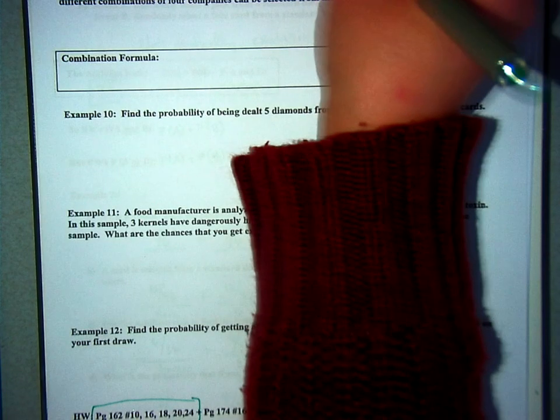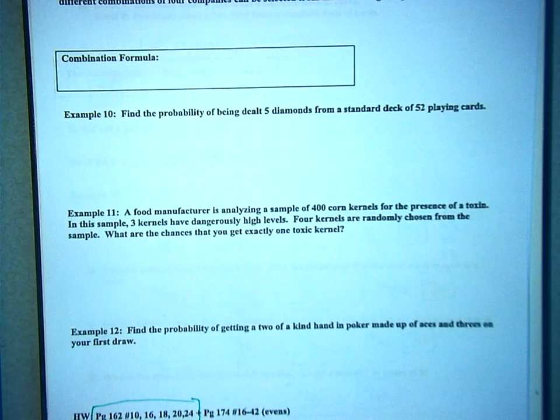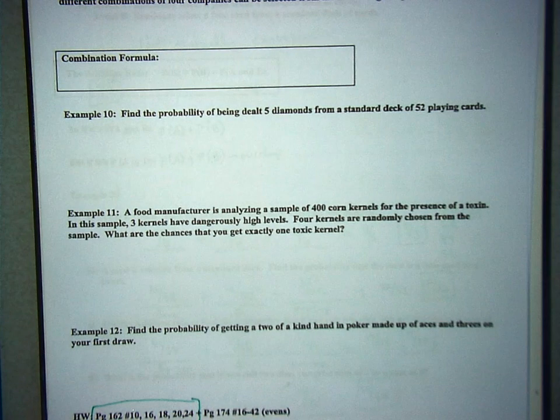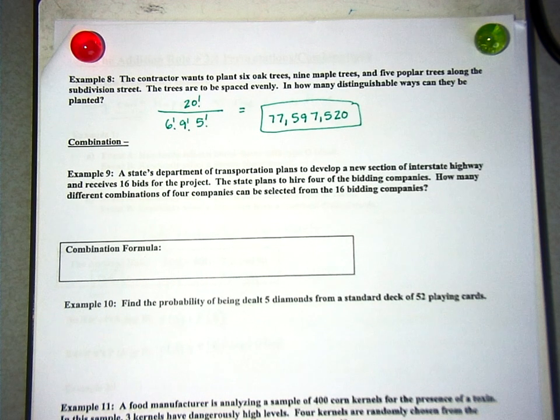So it is good. Whoa. 77 million is right. That's crazy. Isn't that crazy? Yeah, I know. It could be 77 million. Right, and that's not even saying one maple tree is distinguishable from the other. That's just saying maple first, then 2 oaks, and then a maple, and then 5 poplars, and then 2 oaks. And there's 77 million different ways you could do that.